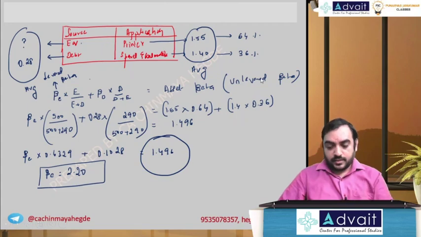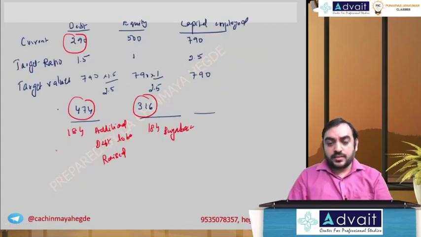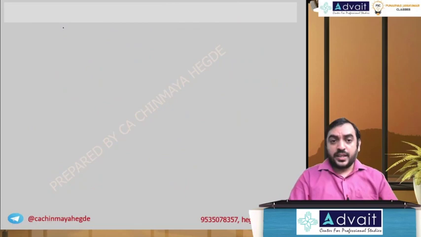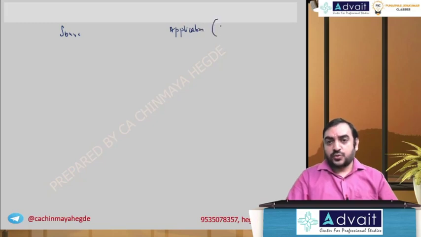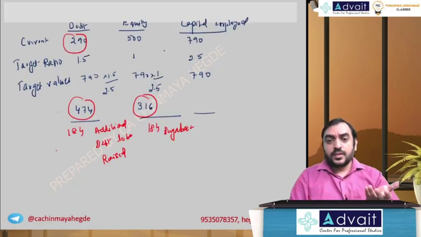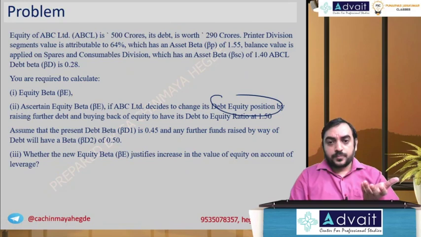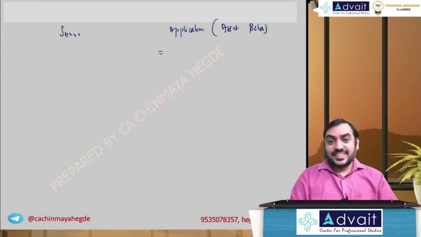Let me rewrite the same thing. I will not rewrite the entire thing, just source and application. Application is what we told: asset beta, or unlevered beta. This does not change. What was this number? 1.496. This will remain the same only. But what will happen to the liability side?